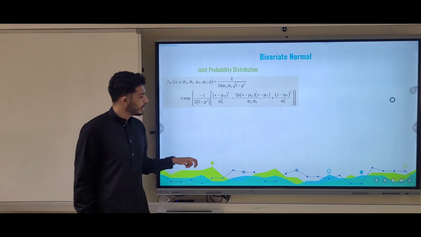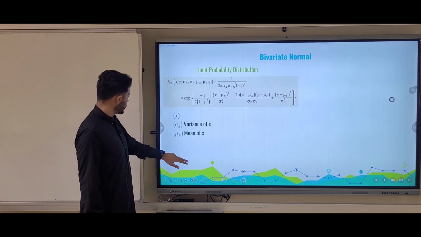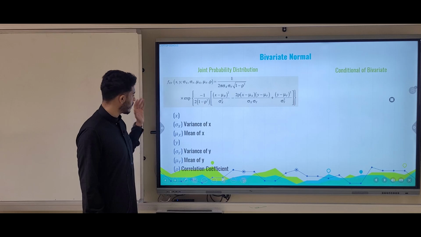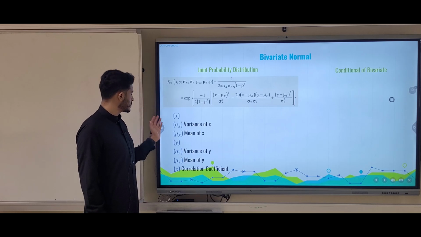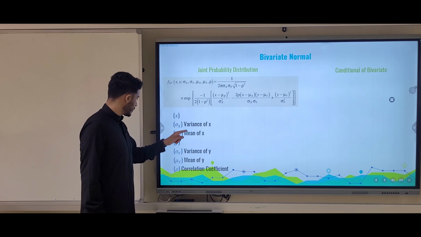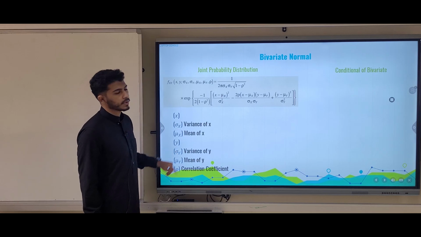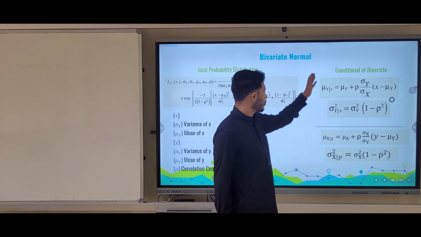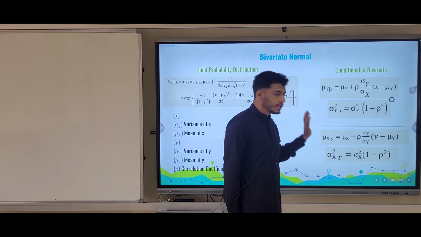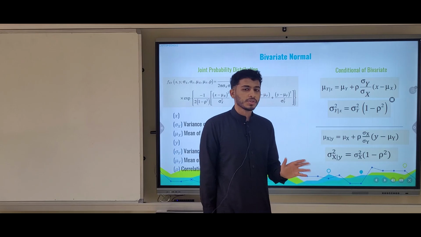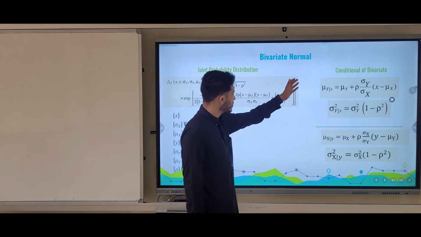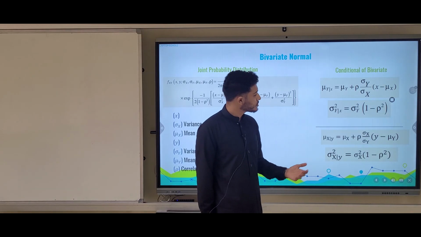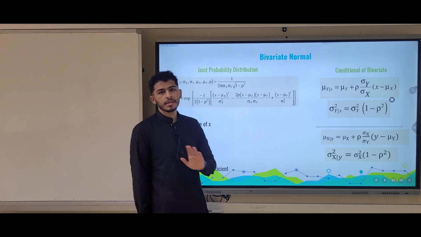So here are all the parameters in addition to the variables that we have: correlation coefficient, variance of x, mean of x, and so on. Actually, the standard deviation of x, not the variance. If it was squared, it would have been the variance. I'll correct it. We also have the conditional of the bivariate. If we have any questions regarding the conditional of the bivariate, we can use these means and variances so we can standardize eventually and find the answers for them all.